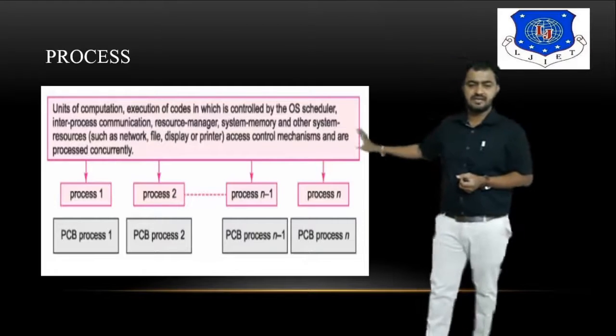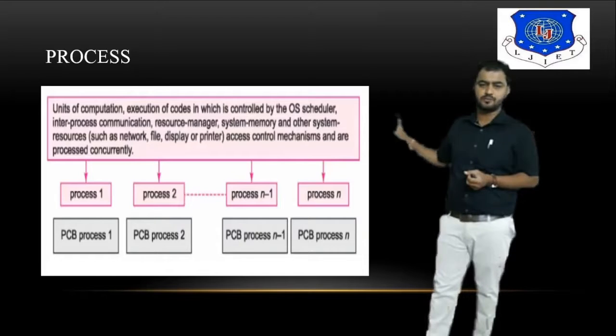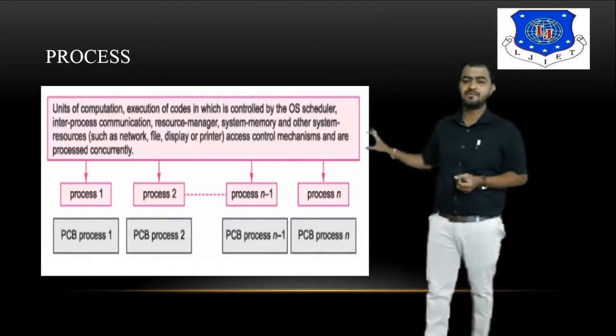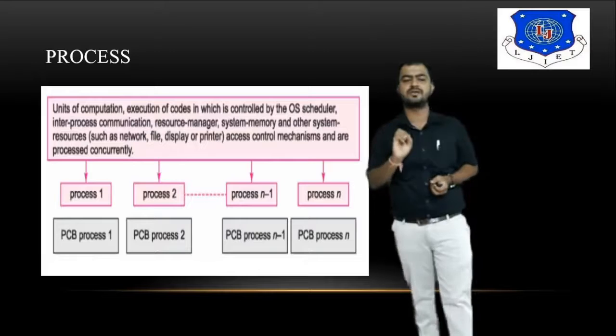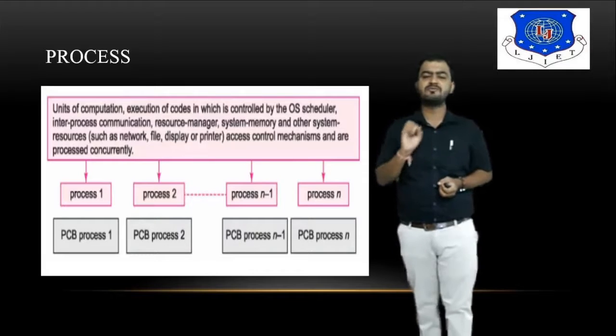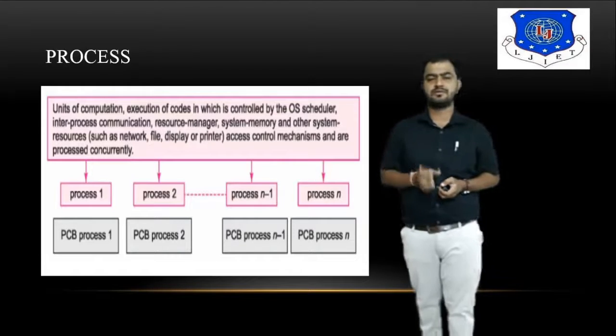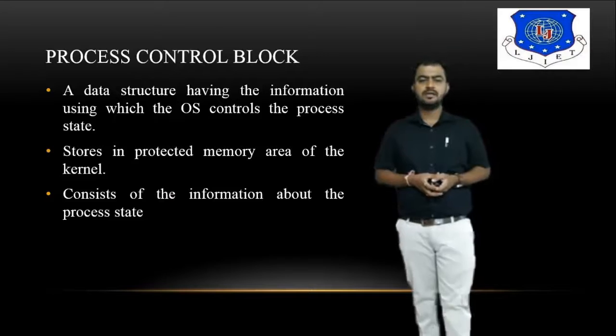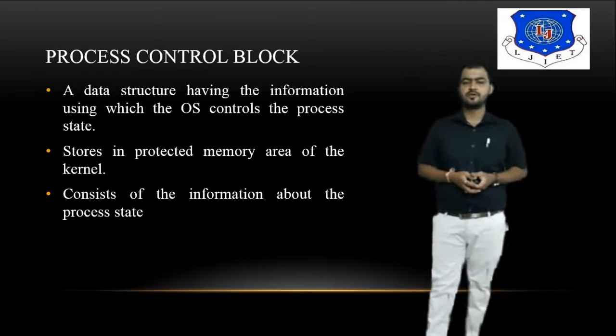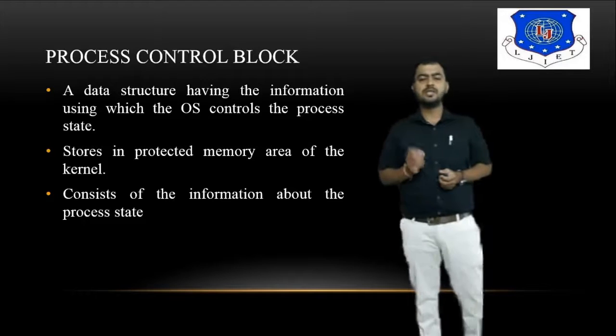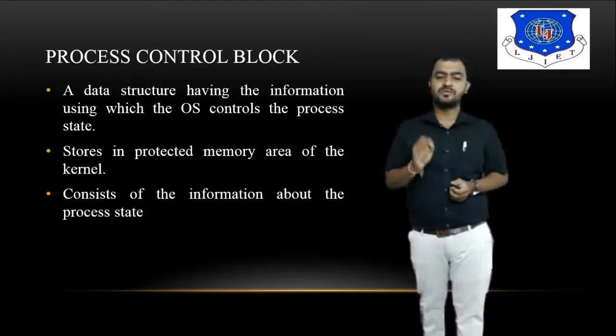So as you can see, we have different types of processes up to process n, and each and every process has its unique process control block. Each and every process is controlled, monitored and observed with the help of the PCB, the process control block. What is a PCB, process control block? A data structure having the information using which the OS controls the process state.